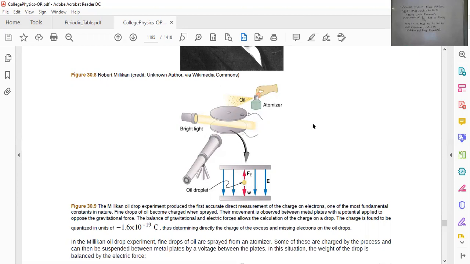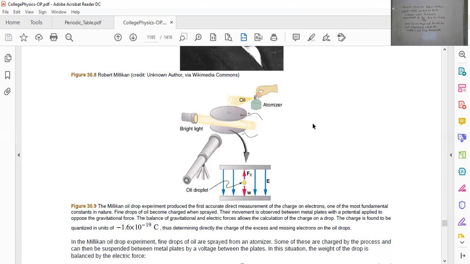Now, through the process of the spraying, many of the oil particles become charged. Many of them will pick up an excess negative e, or negative 2e, or negative 3e, whatever charge. They become charged, and so they become affected by the electric field. What Millikan was able to do, just like Thomson, was control the electric field by controlling the potential. He was able to control not only the potential, but the potential's polarity.